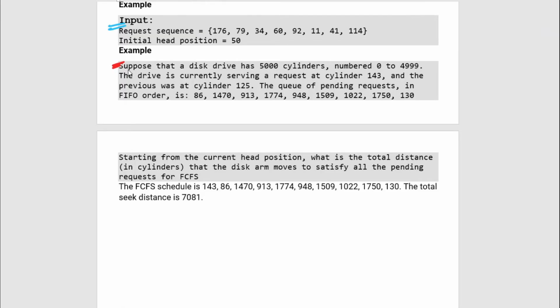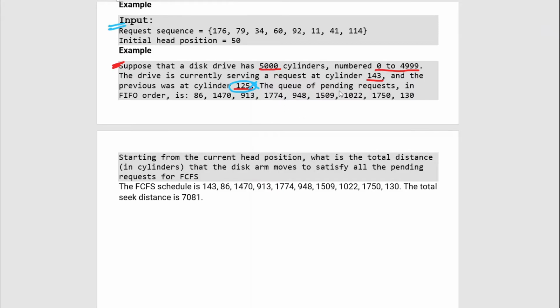Let us read the numerical statement. Suppose that the disk drive has 5,000 cylinders. Okay, fine. Numbered from 0 to 4,999. The drive is currently serving a request at cylinder 143. Means our pointer is at position 143, and the previous was at cylinder 125. Actually, this data is redundant. We do not require this data for FCFS.